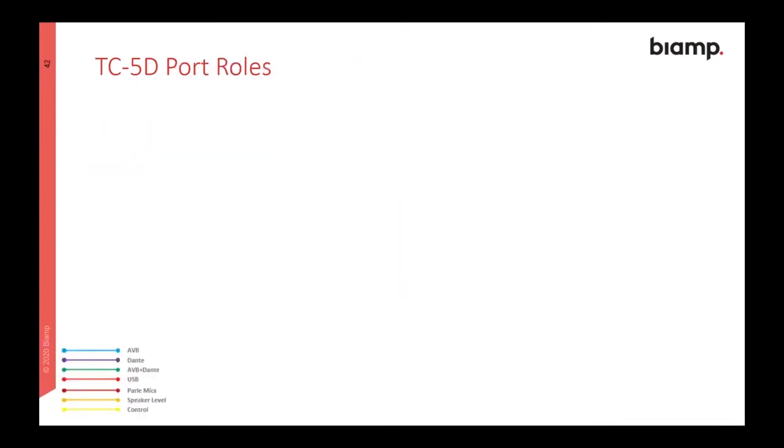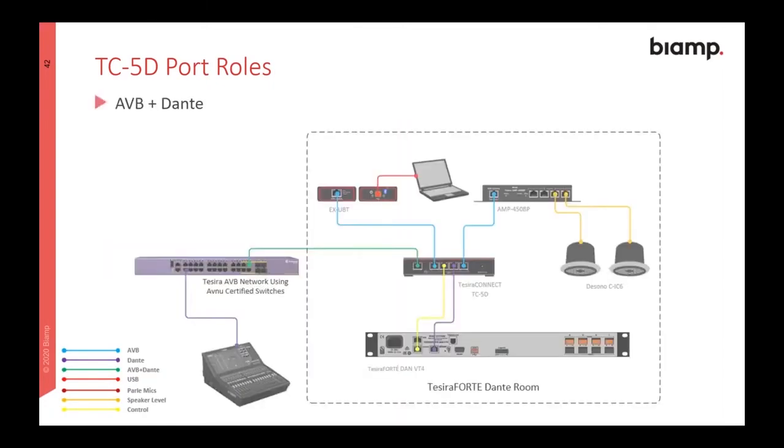So let's look at that in a little bit more detail. How does AVB plus Dante on the same link work? If you see the schematic on your screen, there's a Dante room, and there's a TC5D that's linked to a Tesira AVB network. In this case, it's an Extreme switch, and there is a Dante mixing console there. Unfortunately, this will not work because the Extreme switch is an AVB device, so it has configured that port on the TC5D to be an AVB port. We cannot guarantee Dante performance in this kind of setup.